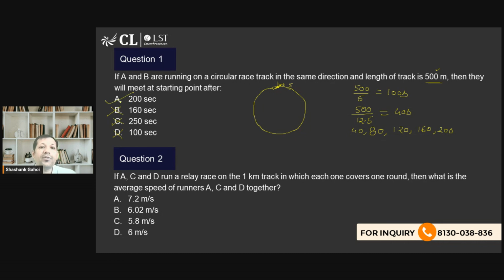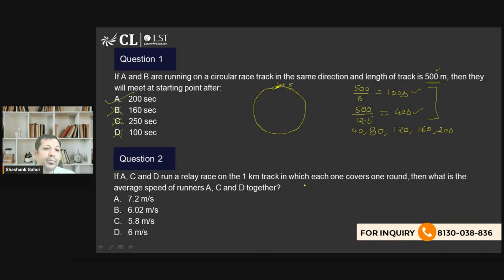So at the end of 200 seconds, A will be at the starting point as well as B will be at the starting point. Or what is the alternate approach? You can calculate the time of A, you can calculate the time of B, take the LCM, and you will get the answer. So that is another approach.